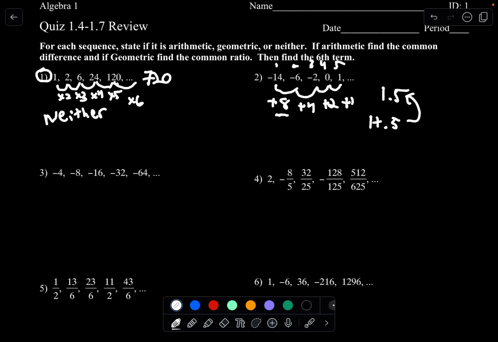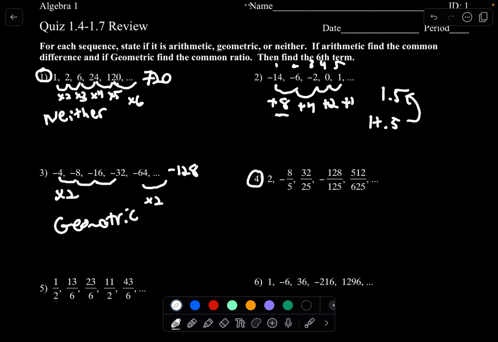Number 3, going from -4 to -8, -8 to -16, -16 to -32. It looks like we are multiplying by 2 each time. So it's geometric, and the next term would be -128 because we're multiplying by 2 each time.